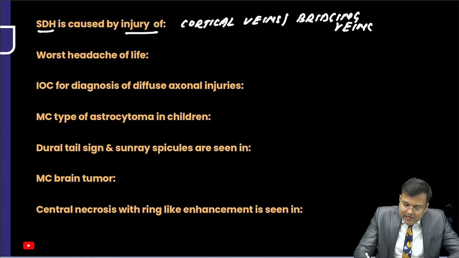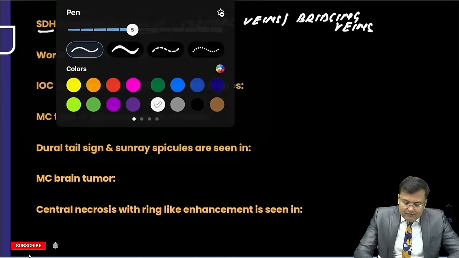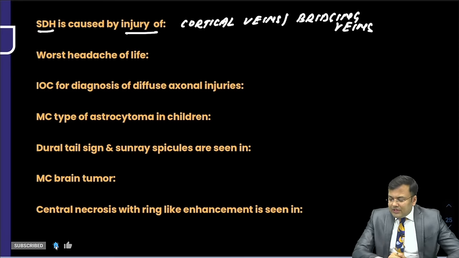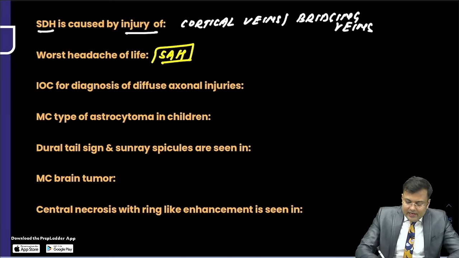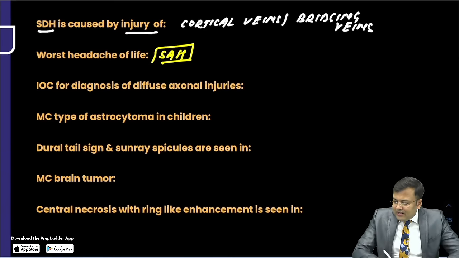Next, worst headache of life. A patient complains of worst headache of life. What is the diagnosis? Subarachnoid hemorrhage. Very good. Next, investigation of choice. Thunderclap headache. Very good. All of you are correct.